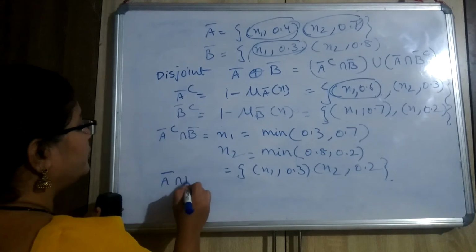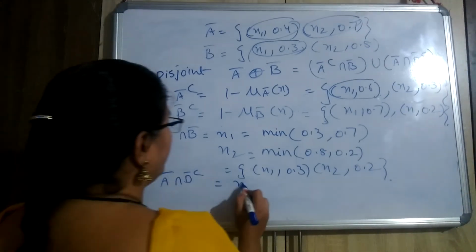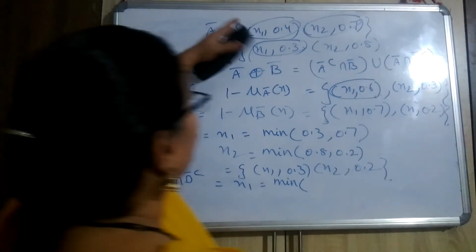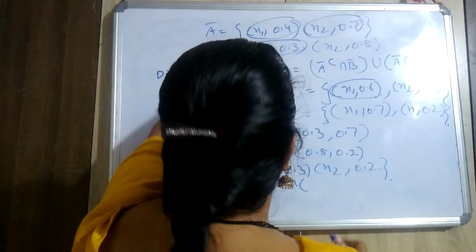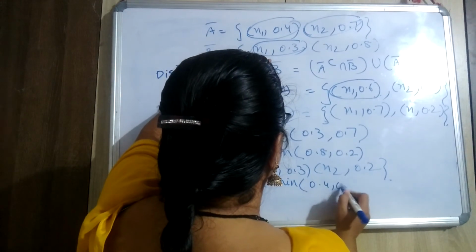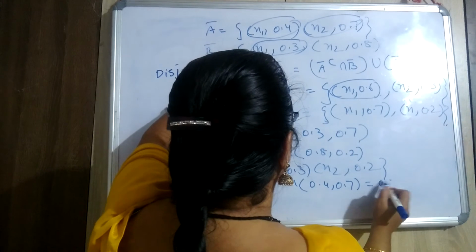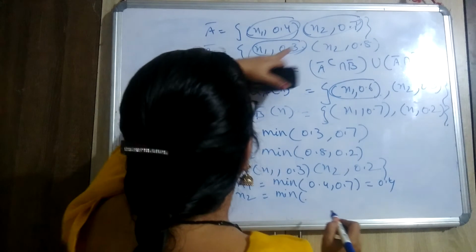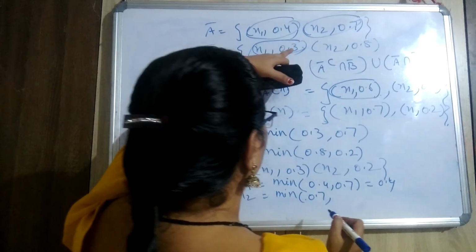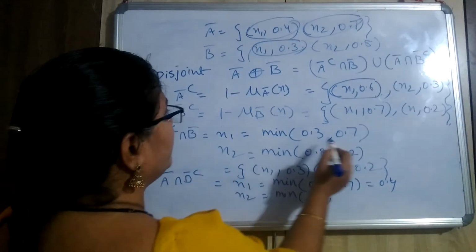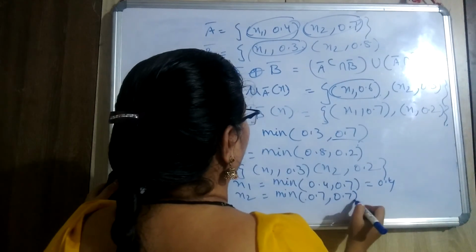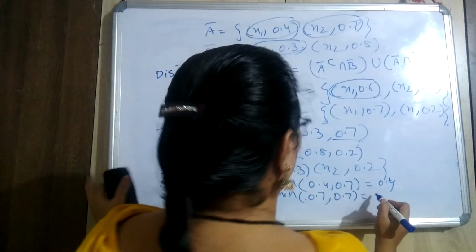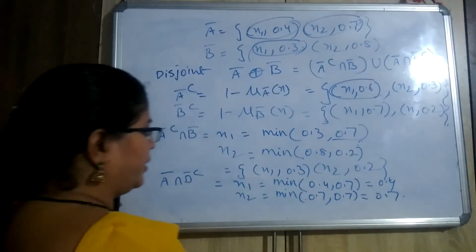In the same manner, A bar intersection B bar complement: at x1 we have the minimum of A bar, which is 0.4, and B complement, which is 0.7. So 0.4 comma 0.7. Which one is the minimum now? 0.4. At x2, the minimum of A bar, 0.7, and B complement, which is also 0.7. So the minimum is 0.7 only.